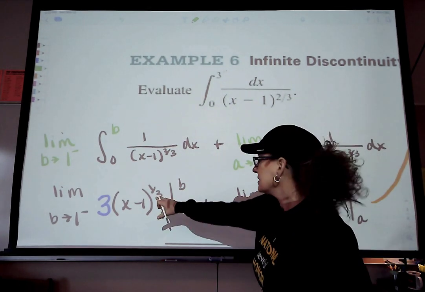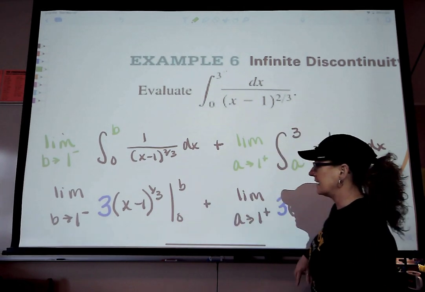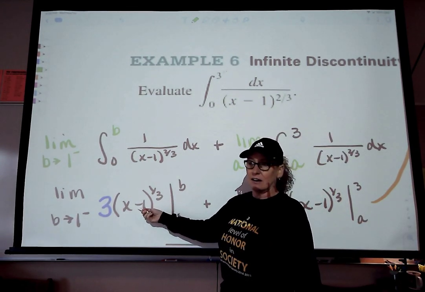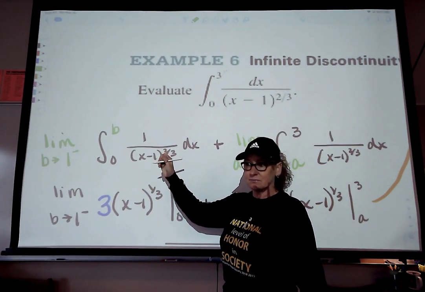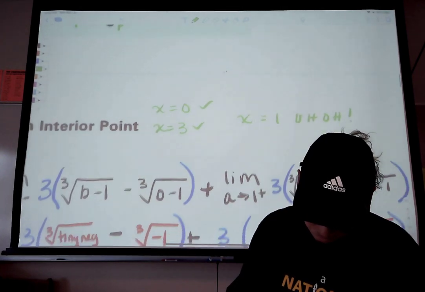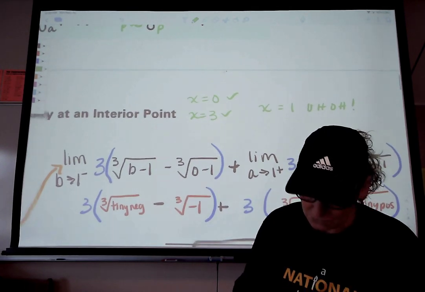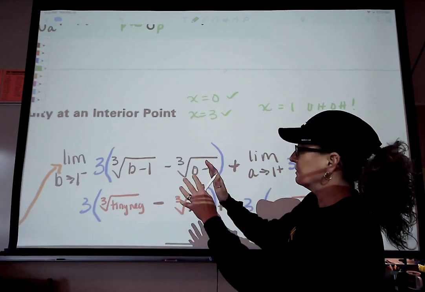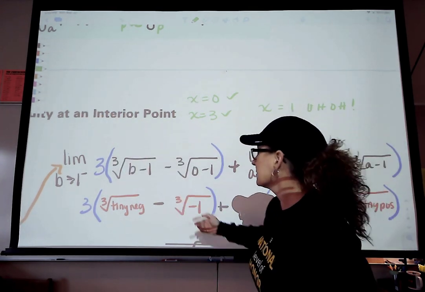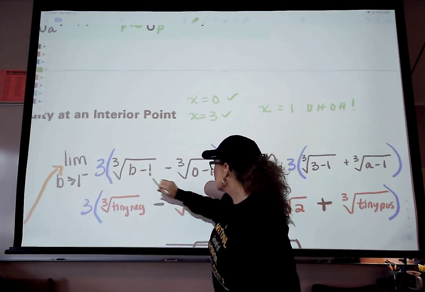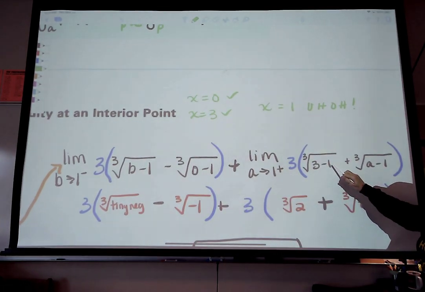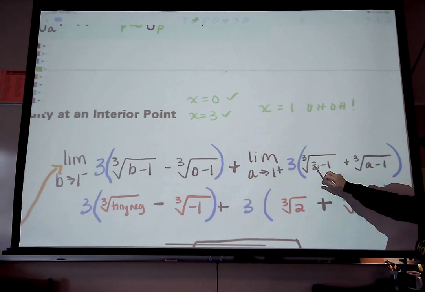Okay, so anyway, did my antiderivative, haven't subbed anything in yet. When I go to sub stuff in, I went ahead and wrote this as a root. Left the 3 on the outside, I just didn't want to fool with it. I could have just put 3 around the whole thing, I guess. So I subbed in B, subbed in 0, subbed in 3, subbed in A.